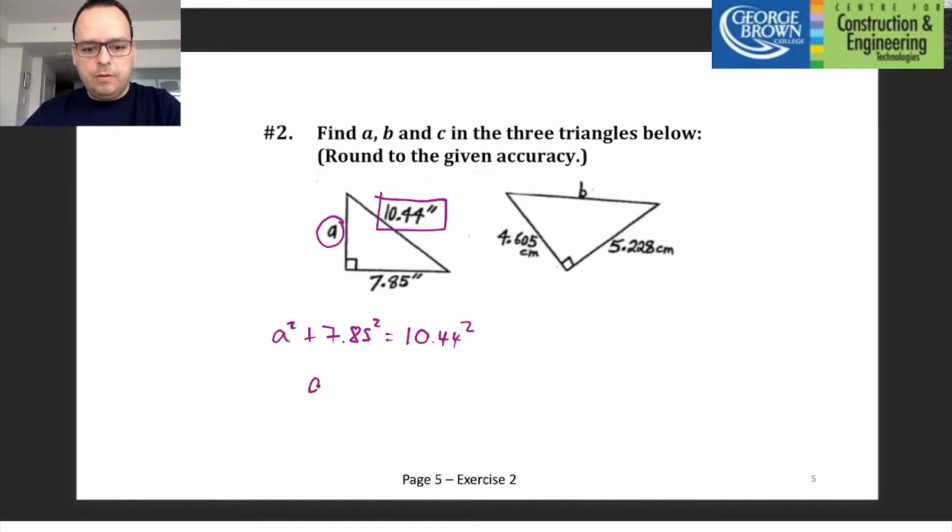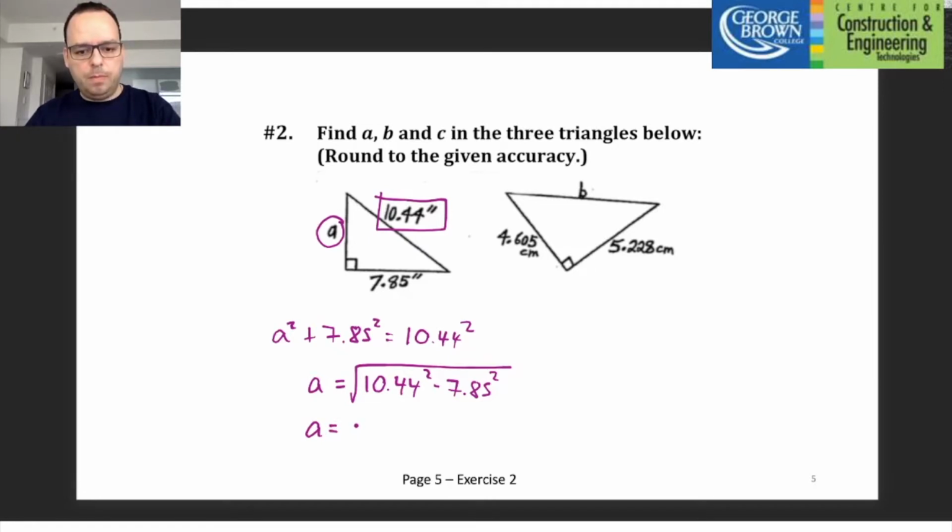You can move the 7.85 squared over to get the following equation. And there is a squared here still, but we can undo the squared by taking the inverse, or in other words the square root, and putting that there. This is something that you could type all together on your calculator, and I encourage you to do that. I have done this already to save a little bit of time, and I got an answer of 6.88 inches.